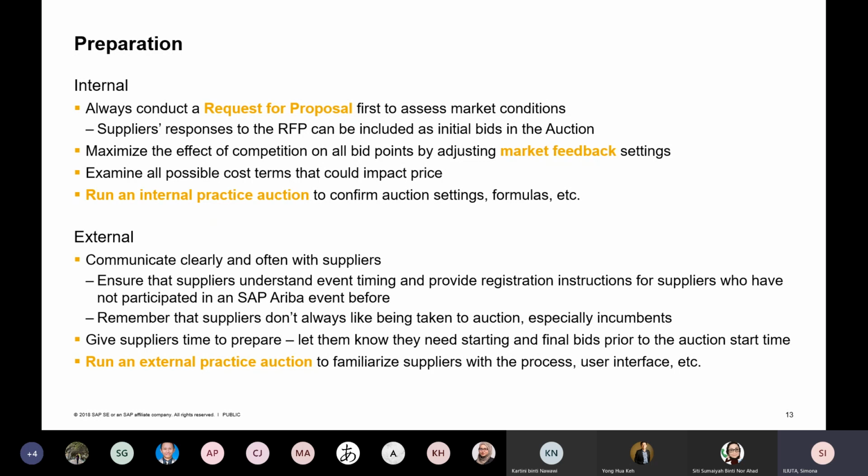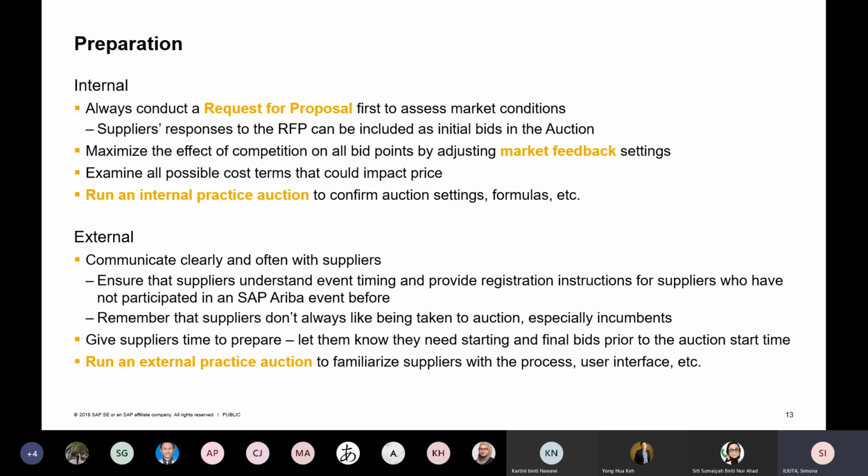Make sure that they understand the auction timing and that they're registered on Ariba Network and ready to participate in the auction, especially those who have never done an event in Ariba. Remember that suppliers don't always like to be taken into an auction, especially your incumbents, because incumbents think that they're very competitive. Incumbent here means the current supplier that you have. Give suppliers time to prepare.